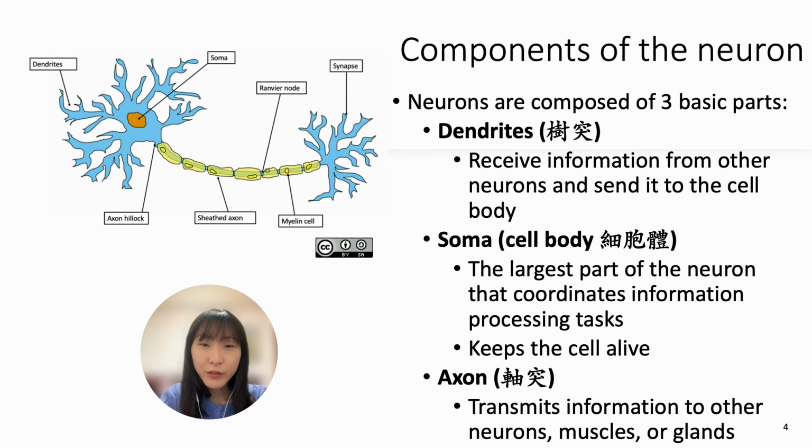Now that we know what neurons are, let's cover the components of the neuron. Neurons are composed of three different parts: the dendrites, like the branches, the soma, which is the cell body, and the axon. The dendrites will receive information from other neurons, and then transmit that information to the cell body, or what we call the soma. The soma is the largest part of the neuron that helps coordinate information processing, and it's important in keeping the cell alive. And finally, the axon can help transmit information to other places like muscles and glands.